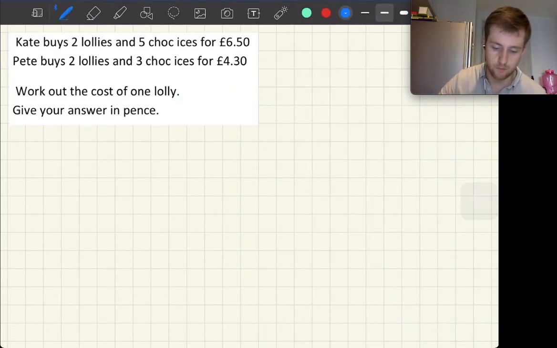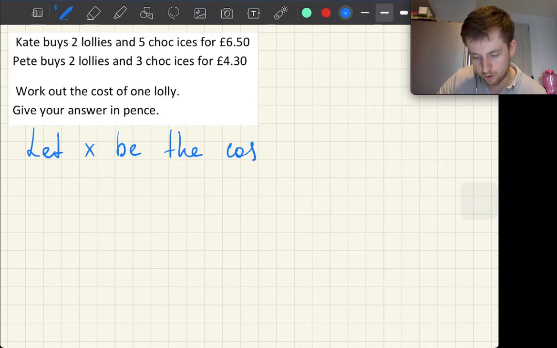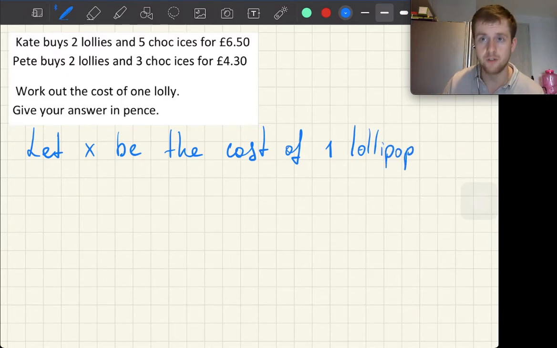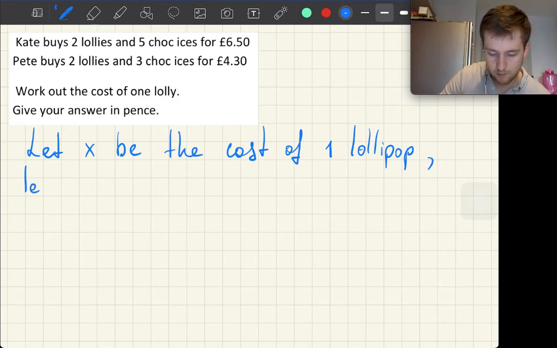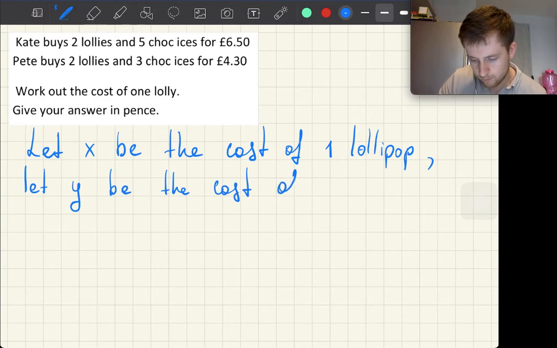Here at this point we probably should write: let x be the cost of 1 lolly. I think by lolly they mean lollipop, I'm guessing. Let me just write lollipop. Sounds weird. Let y be the cost of 1 chalk ice.